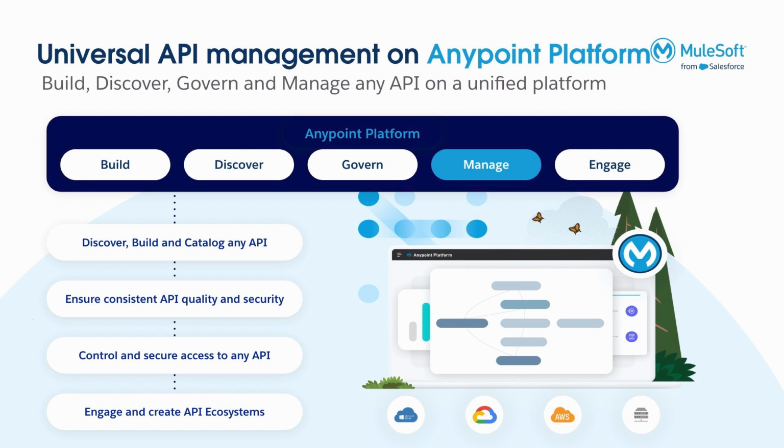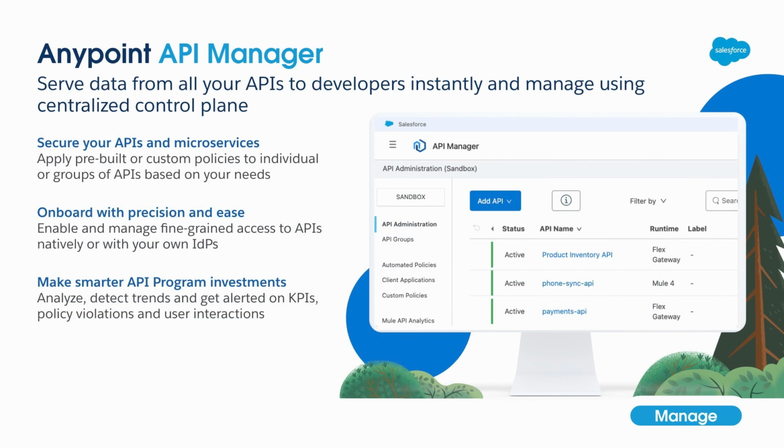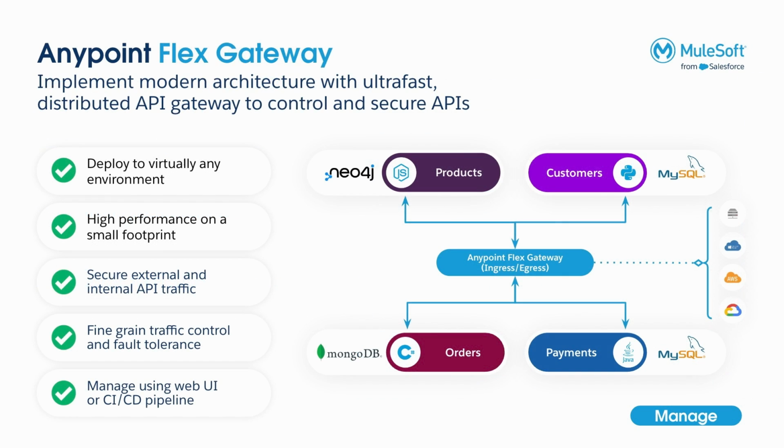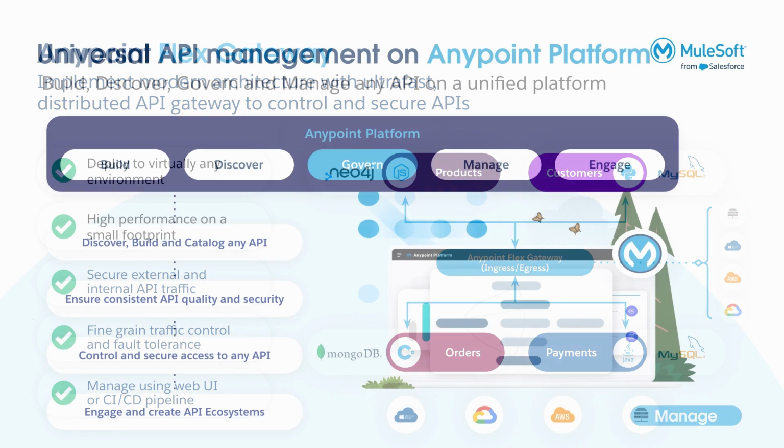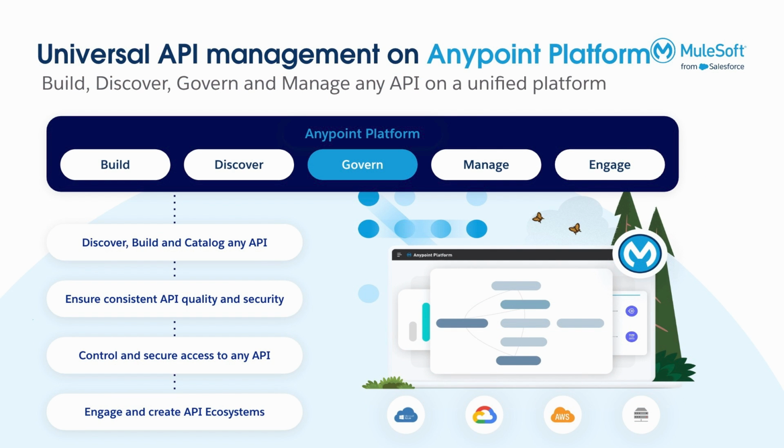In this video, you saw how Anypoint API Manager, Anypoint Flex Gateway, and Anypoint Exchange all work seamlessly together so that you can manage and control APIs. API Manager provides a centralized control plane to simplify managing and analyzing APIs deployed anywhere. Anypoint Flex Gateway gives you the flexibility for non-Mule APIs that require high performance and no downtime on policy updates. In the next video, we'll see how we can govern the policies applied to the API instance.